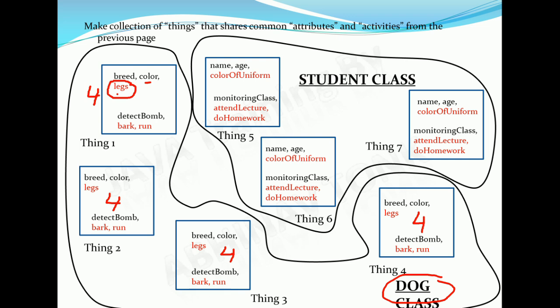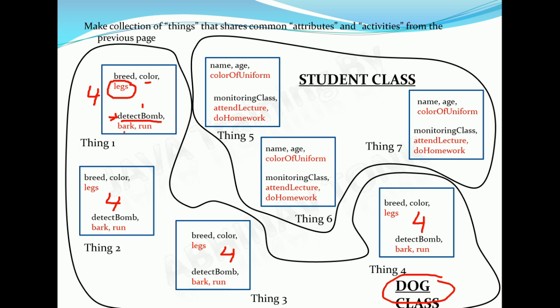Irrespective of breed, color, and everything else, the attributes that have the same values across all these things are known as static attributes. If we look at the activities of the dog class, take detect bomb. Some dogs can detect bombs, some cannot. So it can be yes or no, right? A military trained dog can detect bombs, so it is yes for them, whereas a normal street dog may or may not detect bombs. This activity can be the same or different across the different dogs, right?